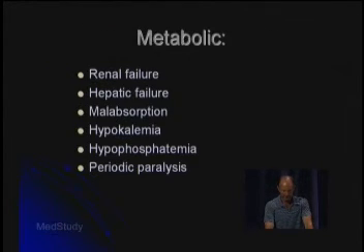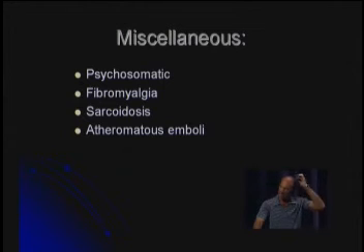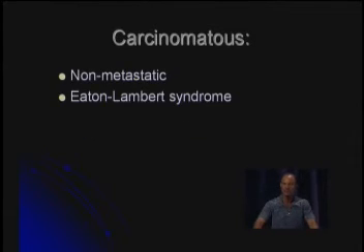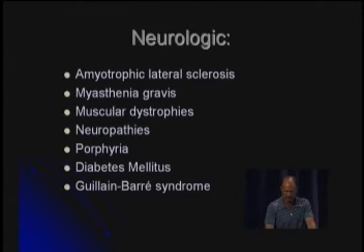Other drugs that I've enumerated there might be associated with a proximal myopathy. The metabolic: the renal failure, the hepatic failures, the hypokalemia, the hypophosphatemia, the hypomagnesemia, all of those can make you weak. The infectious ones: the Coxsackie, influenza, the mono, trichinella, not in our country, toxoplasma, rickettsia, all of those can, but are rare. The miscellaneous: the psychosomatic, fibromyalgia, I don't know what the hell that is. Sarcoidosis, atheroma. We'll talk about fibromyalgia very quickly just now. The carcinomatous type of proximal weakness, the non-metastatic manifestation of malignancy, or the Eaton-Lambert reverse myasthenia syndrome. The storage diseases, which I don't think they're going to ask you on your boards. Again, it's more for the rheumatology board taker.